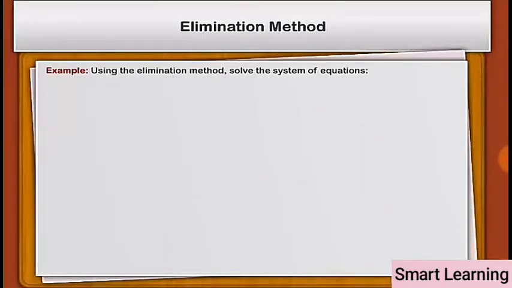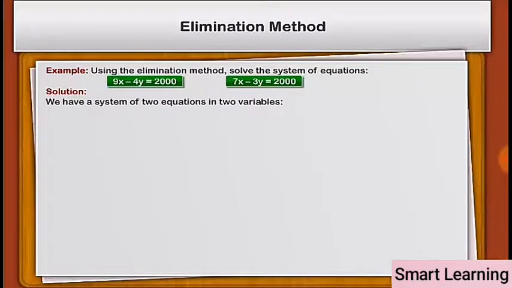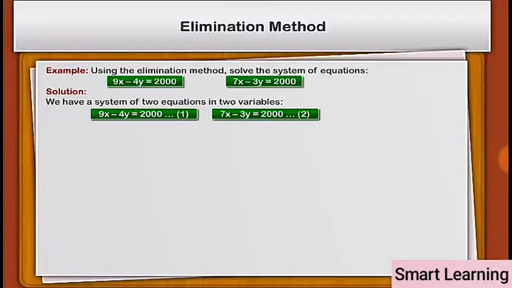Using the elimination method, solve the system of equations: 9x minus 4y is equal to 2000 and 7x minus 3y is equal to 2000. Let us solve these. We have a system of two equations in two variables. 9x minus 4y is equal to 2000. This is equation 1. And 7x minus 3y is equal to 2000. This is equation 2.